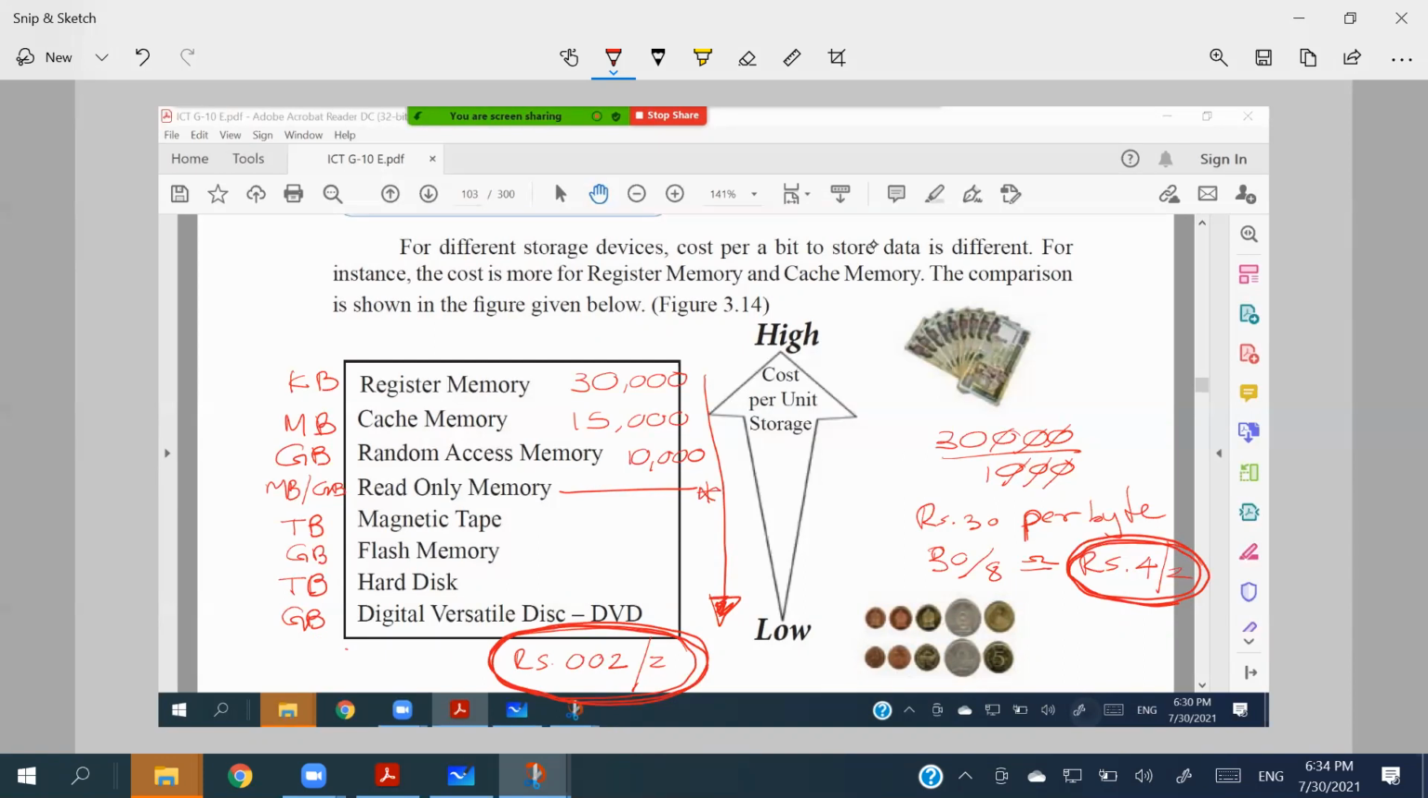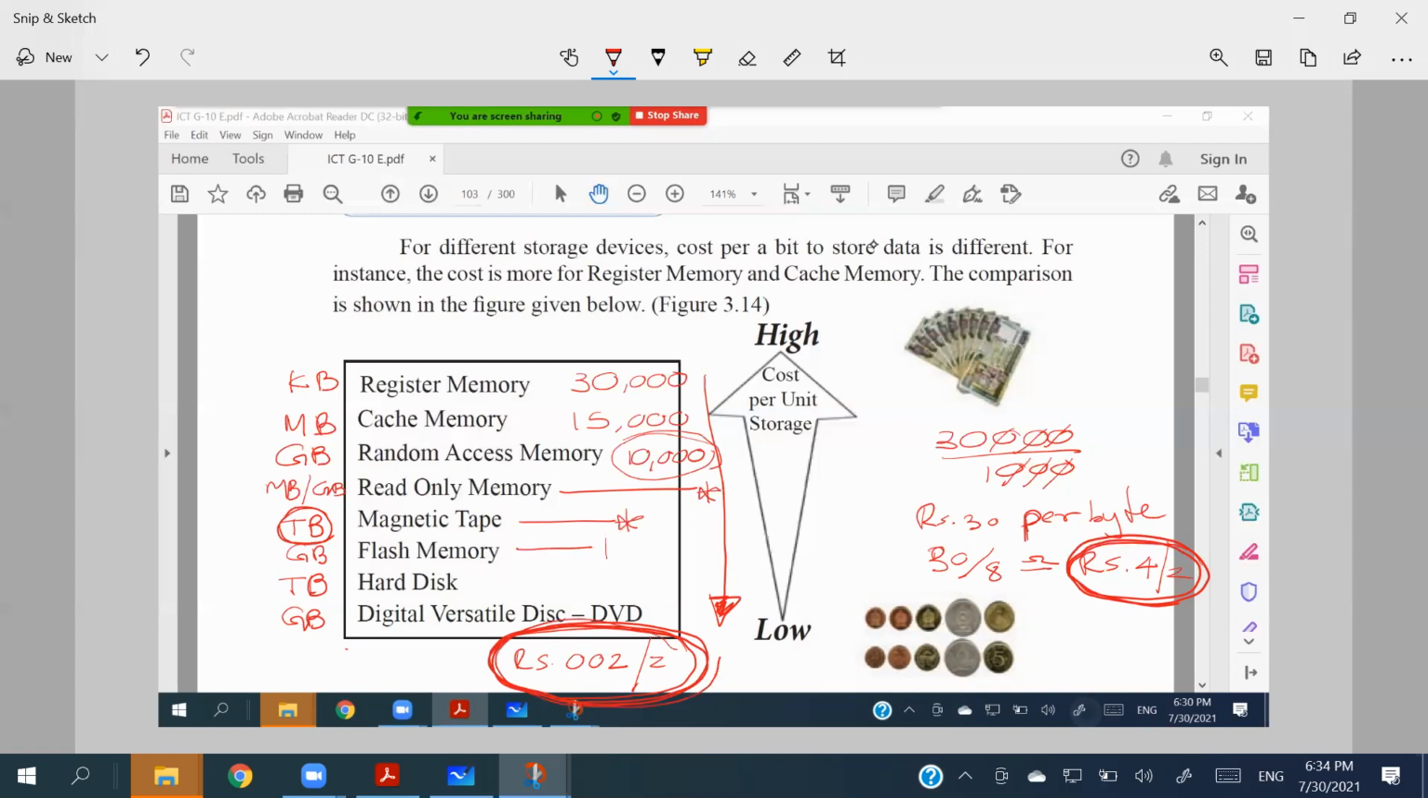And magnetic tapes, it is a special thing still. It won't cost you this much, right? It will cost you more than this, but since the capacity is big, the calculation will give you something lower like this, right?